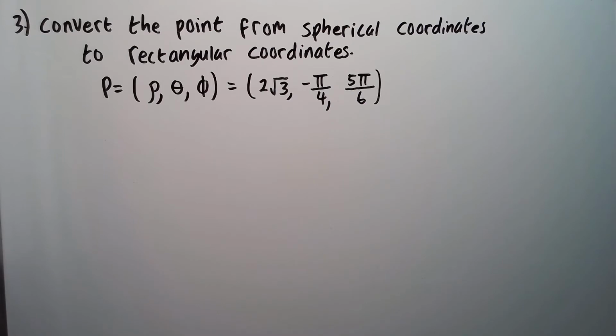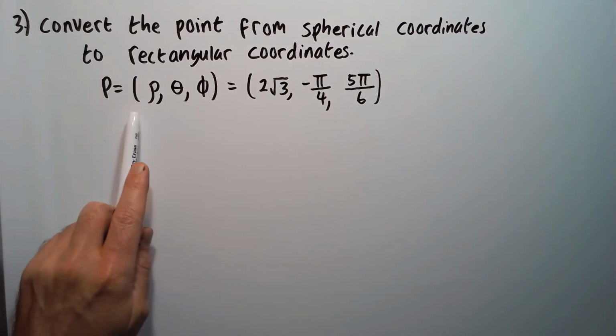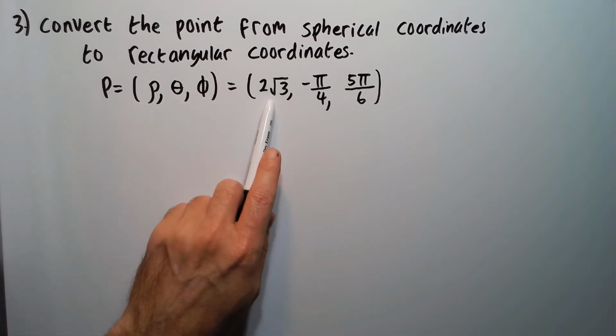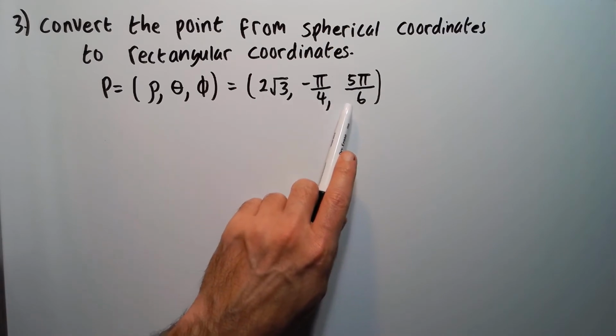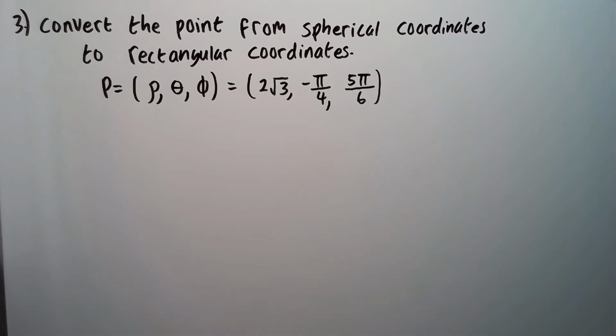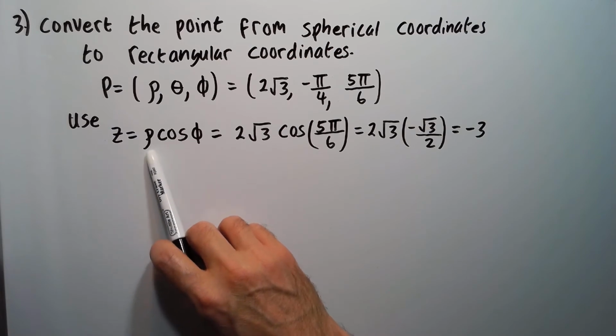Okay, let's look at number 3. It says convert the point from spherical coordinates to rectangular coordinates. So we're given the point in spherical, so it'll be rho, theta, phi. So rho is 2 square root of 3, our theta is negative pi over 4, and our phi is 5 pi over 6. So let's start converting to x, y, z. Let's first use z equals rho cosine phi.